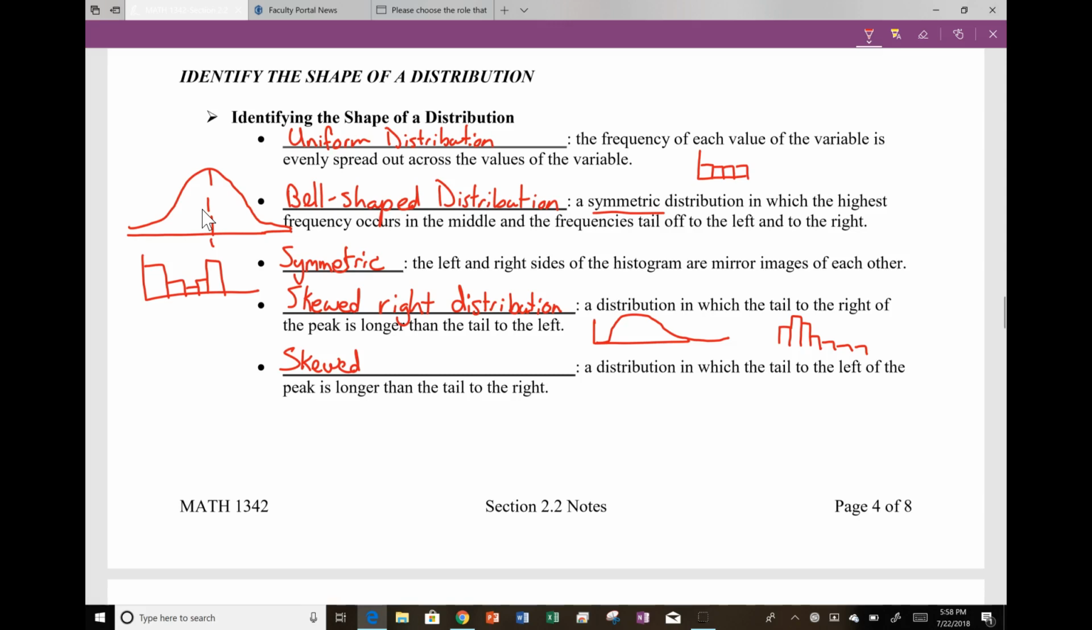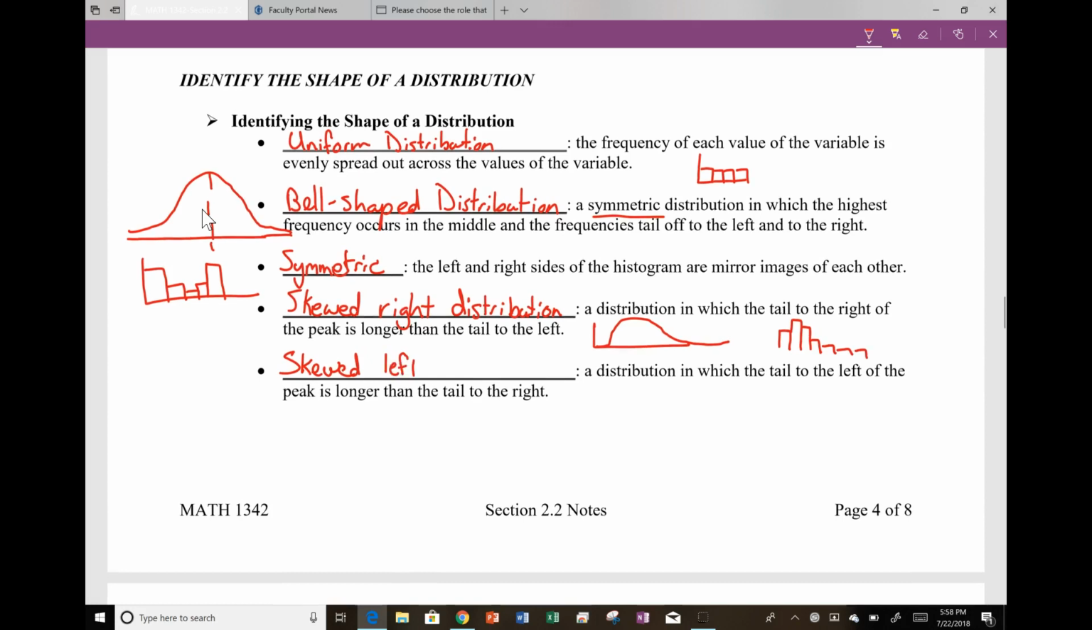Flip side of that is a skewed left distribution. Well, if a skewed right distribution has the tail on the right side with the taller frequencies on the left, a skewed left distribution is going to be just the opposite. So it's going to look something along these lines. Okay, notice you have the smaller frequencies on the left side.